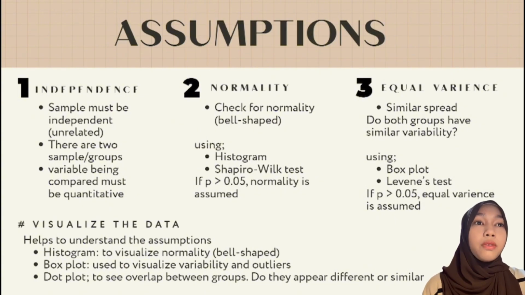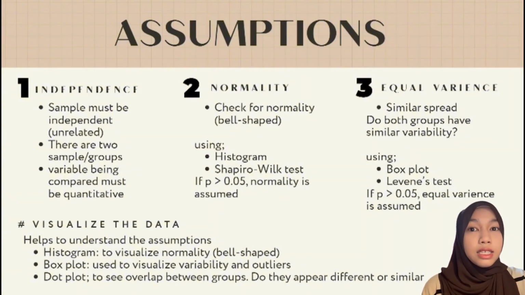The third one is equal variance, or similar spread, meaning do both groups have similar variability? How to check? You can use a box plot or Levene's test. If the p-value is bigger than 0.05, the equal variance is assumed. When all three of these assumptions have been satisfied, then you can continue using the independent t-test.